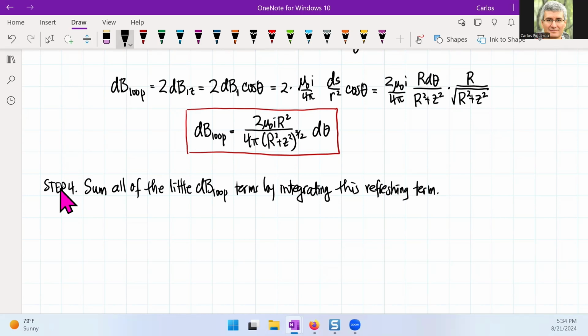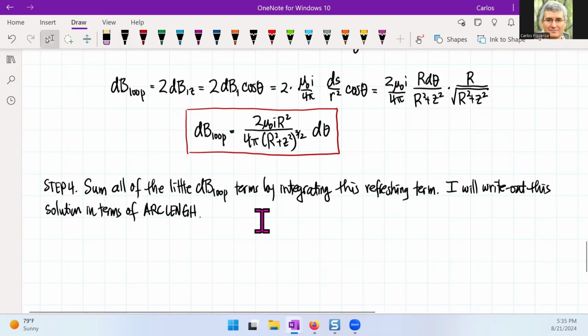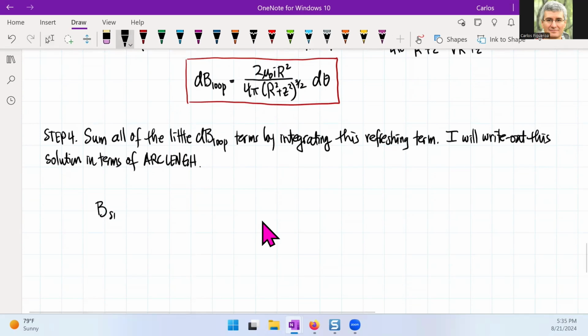What I'm going to do here is write this out in terms of arc length first, and then you'll see that I'll modify it. I will write out this solution in terms of arc length. If I do that, the magnetic field of a single loop is going to be from 0 to theta. In our case, we know that that has to go to 2 pi because it's a circular loop.